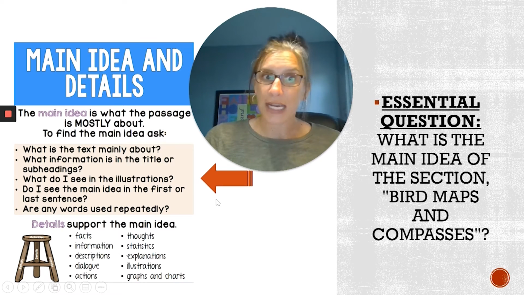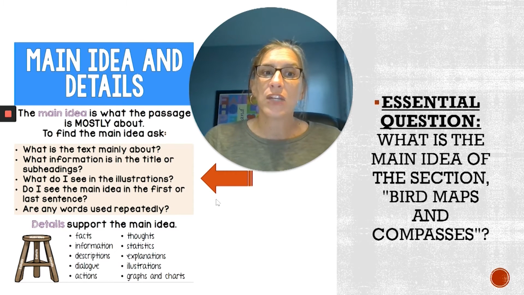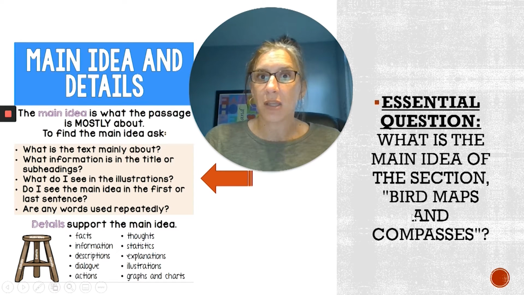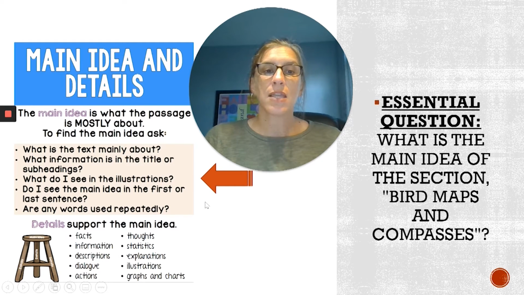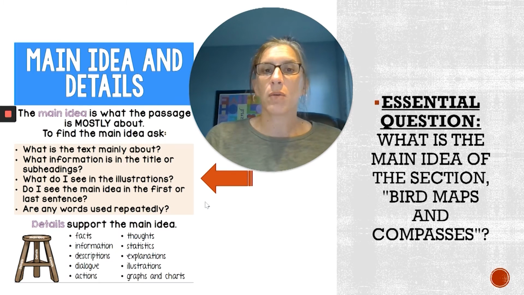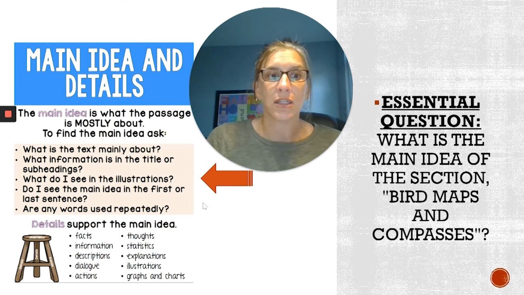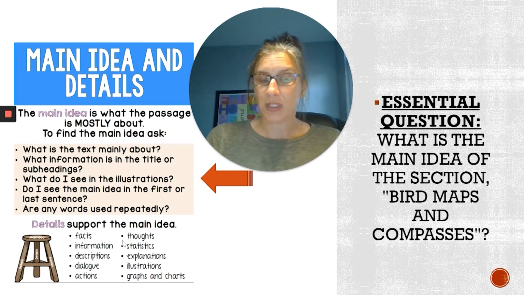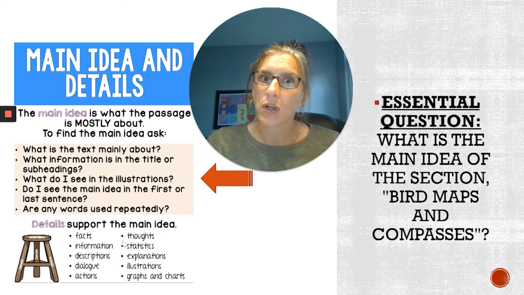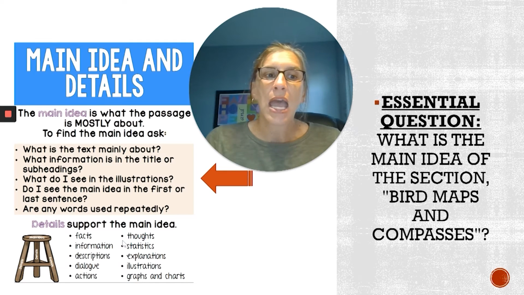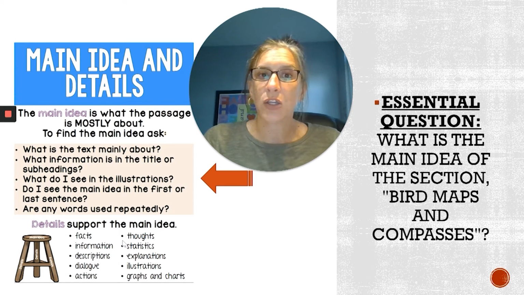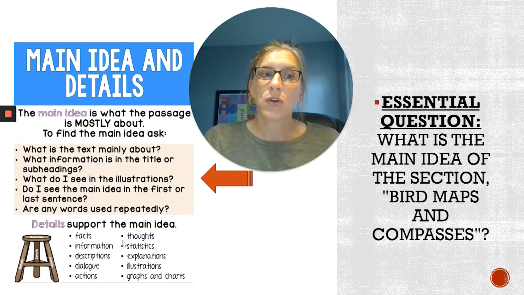What is that text or section mainly about? What information is in the title and subheadings? So here are our subheadings already that we can see. What do I see in the illustrations or the photographs or the maps or the pictures or diagrams that are included? So I see the main idea in the first and last sentence. Those always give us a clue on what that text is going to be about or what that section is going to be about. And then, are there any words that are used repeatedly? Okay, so those are the things we're going to focus on as we're reading our text today.